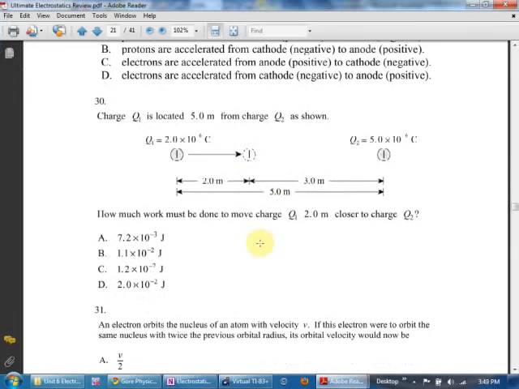Move charge Q1 2 meters closer. So here's where you would use work equals change in potential plus change in kinetic. Change in kinetic is zero. Change in potential, final minus initial.